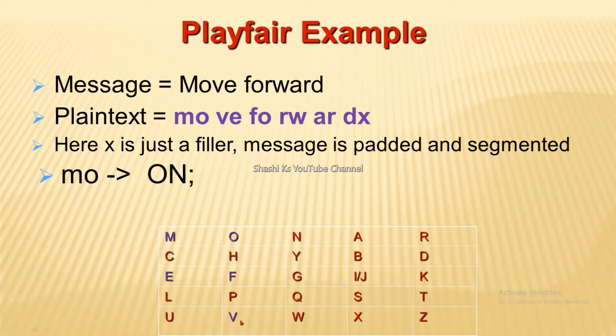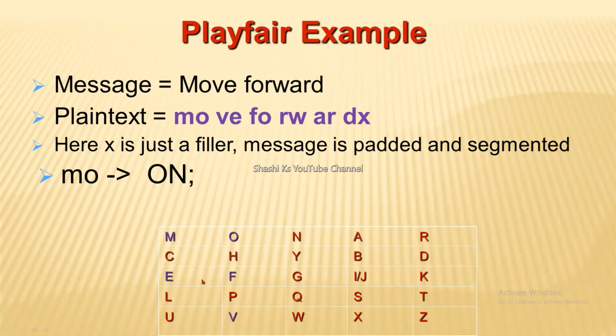So where is V and E? V appears here and E appears here in some random row and column. Okay. So I want to encrypt V and E. So V would be replaced with the letter in the same row and in the column in which E is present. So here I have U.